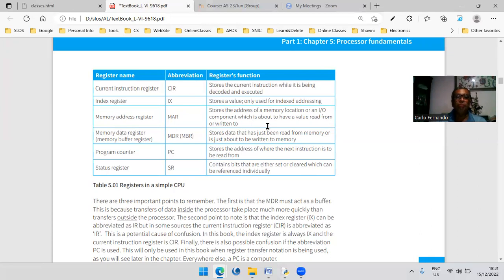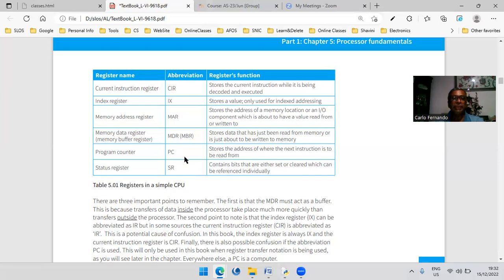The address of that component. Memory data, the MDR, also called MBR, because of the buffer. Memory data register, this MDR. Another word is MBR for memory buffer register. It's the same. It stores data that has just been read from memory or is just about to be written to memory. So either read from memory or to be written to memory, that is there in the MDR. Right?